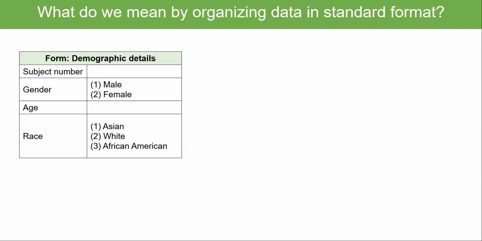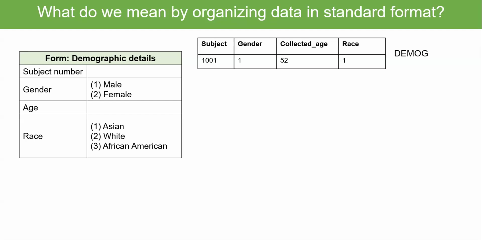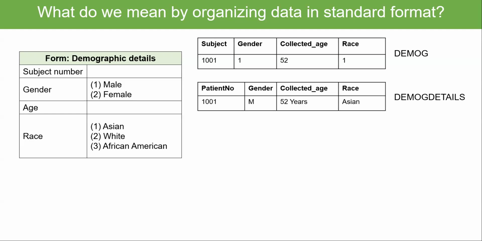So let's say there is this simple form which is used to collect the demographic details of the participant, which has 4 different questions: the subject number, gender, age, and race. Let's say the same form is being used by different clinical trial data producers, and they may end up creating a data set like this with the variables subject, gender, collected underscore age, and race, and they may name the data set as demo. And let's say the same form is being used by another data producer, but they may use different naming conventions. So here in this case, they are using a different dataset name. The variable names are the same, but if you also note, in the collected age, the unit of the age is also part of the variable itself.